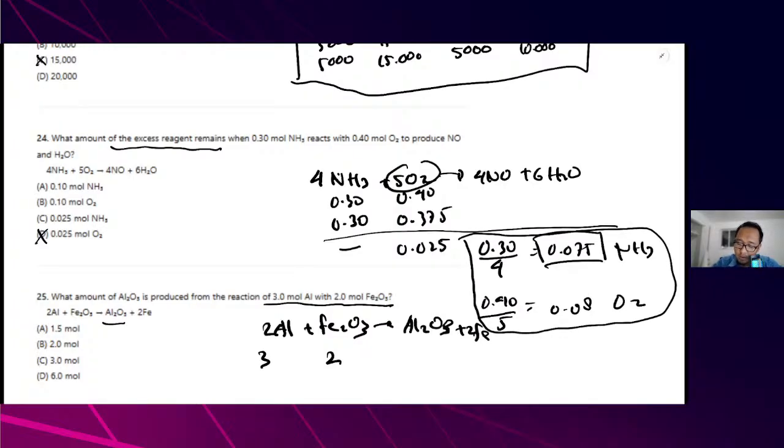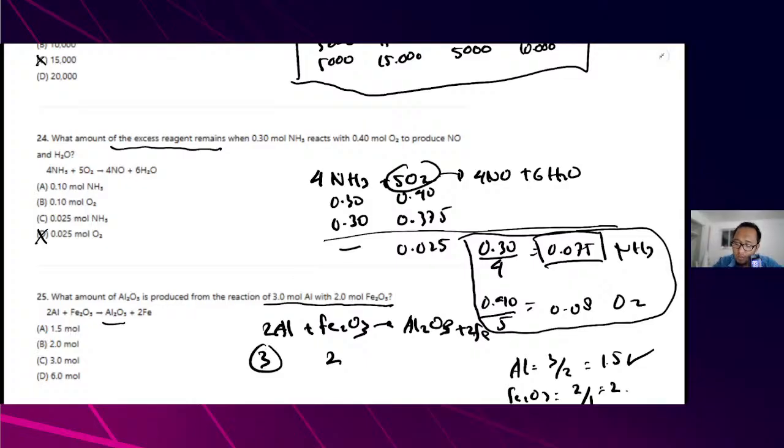For Al, it is 3 over 2, so it will be 1.5. How about the Fe2O3? 2 divided by 1, so it will be 2. Which one is the smallest one? This one, Al. So Al will be the limiting reactant.